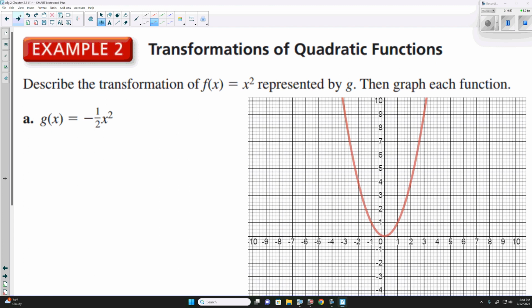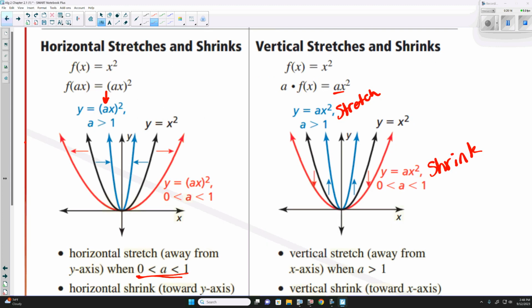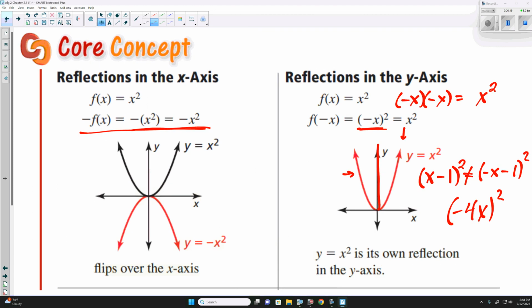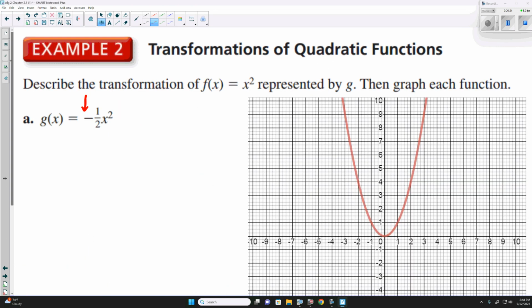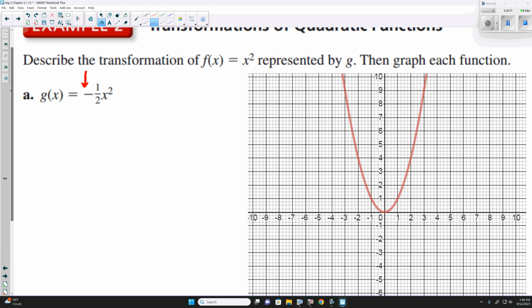Negative and 1/2 are both attached to a. But which of our transformations purely talks about negatives? Stretch and shrink, these are all between 0 and 1 and greater than 1, yes? Reflections is just negatives. So here, the negative in front of the 1/2 is a reflection, yes.